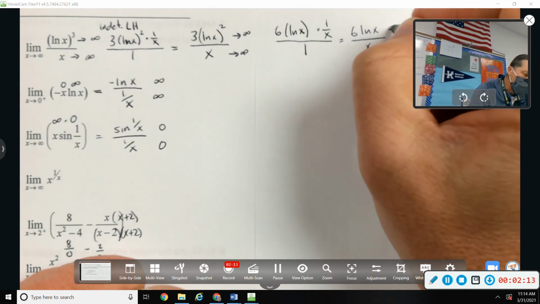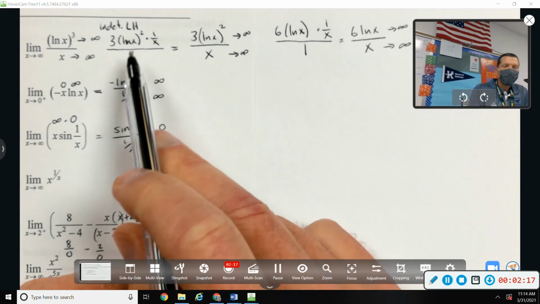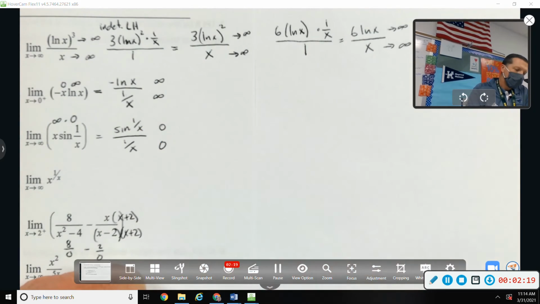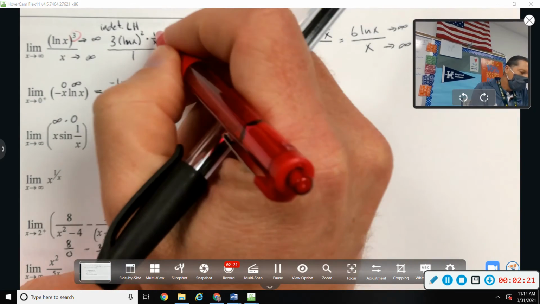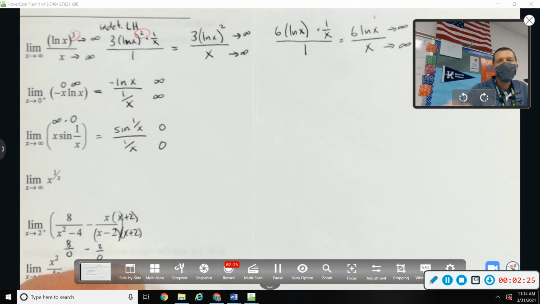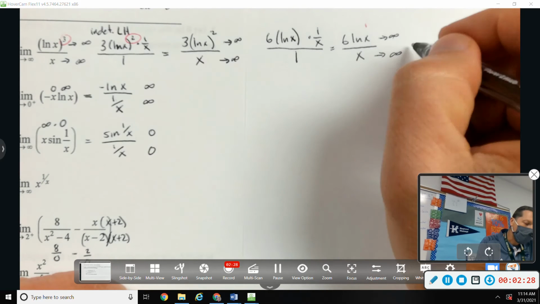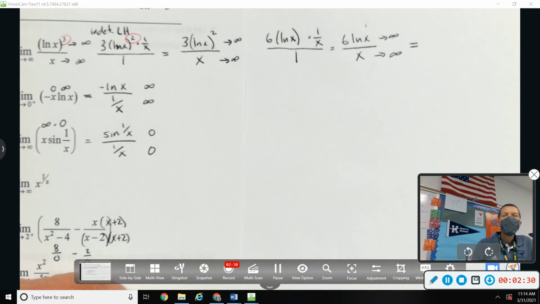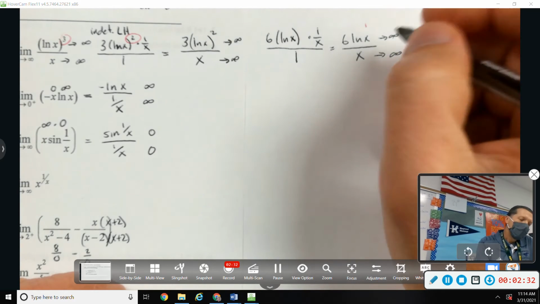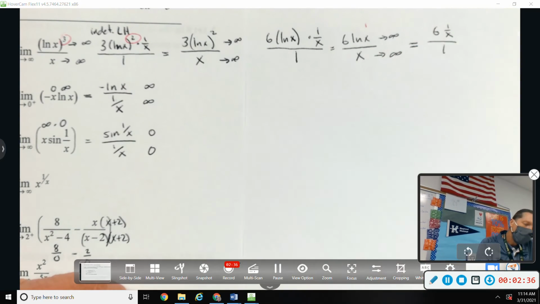Same issue here. But we're making progress because we went from natural log cubed to squared to first. So in some ways it feels like we're not there yet, but it seems like we're getting closer. So derivative of top would be 1 over x. Derivative of bottom would be 1.